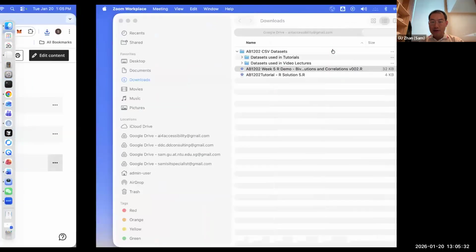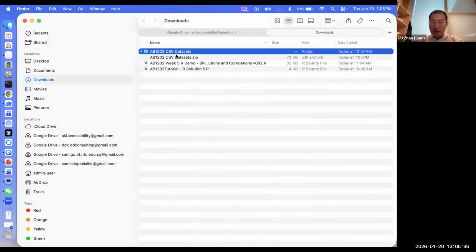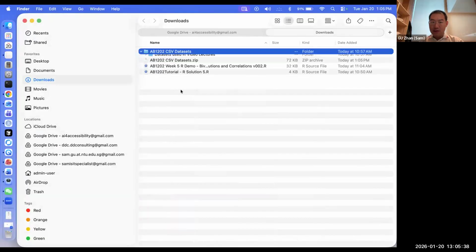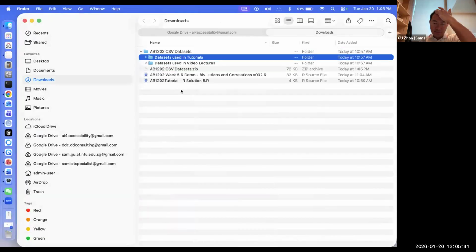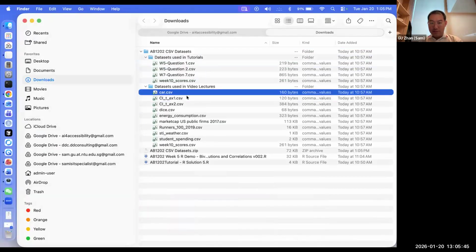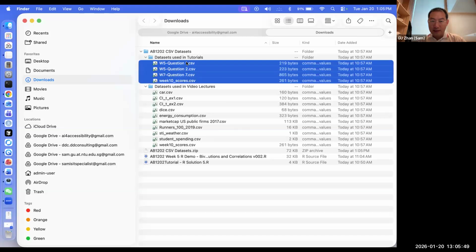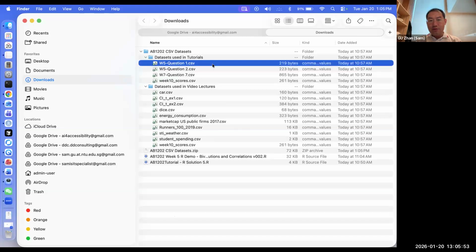Once you have it, you unzip it. Once you unzip, you have this AB1202 CSV data set. Inside it, there are data sets used in tutorials and video lectures. There are quite a few data sets used in the video lectures. We have consolidated them for you, along with some of the data sets used in tutorials. For week 5, we happen to use 2 CSV files. Let's open and have a look.